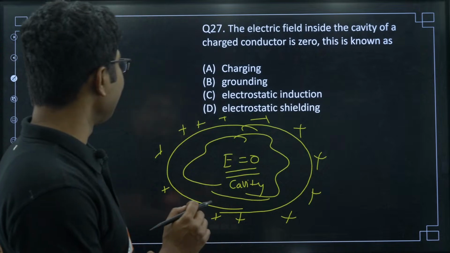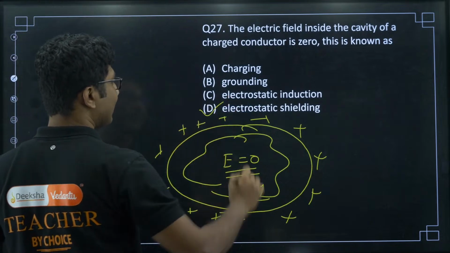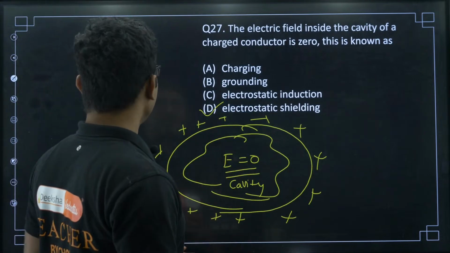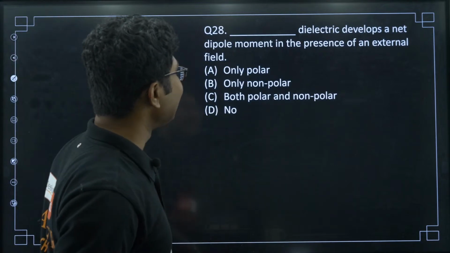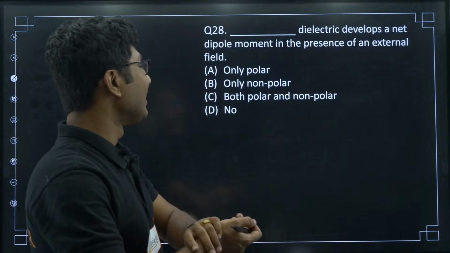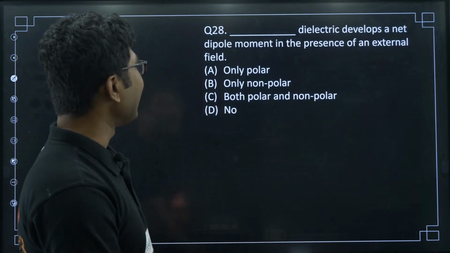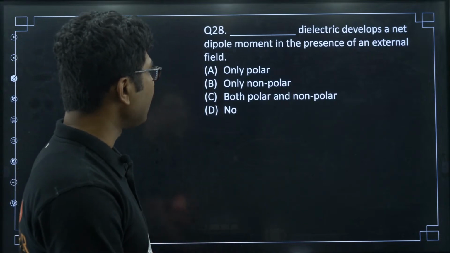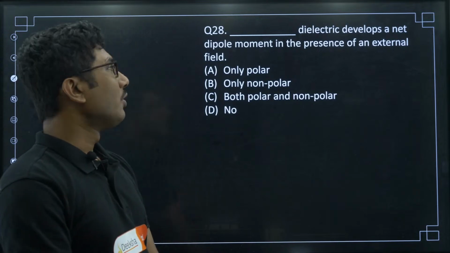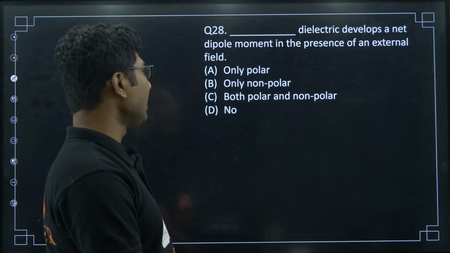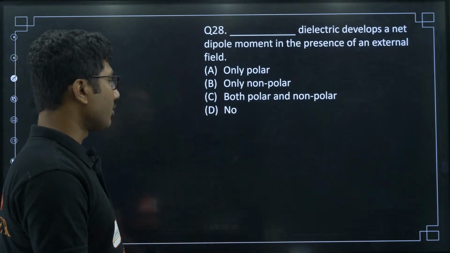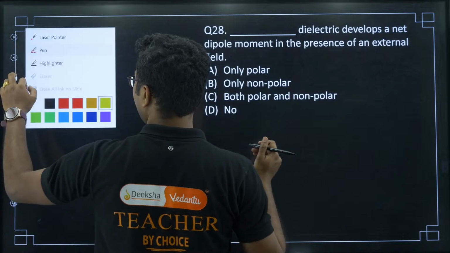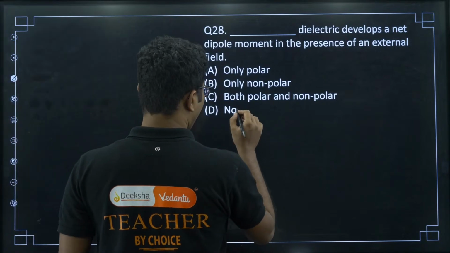27 D. Yes, it is called electrostatic shielding. Okay. So, do not waste too much time on this easy question. 28: a dielectric develops a net dipole moment in the presence of an external field. Only polar, only non-polar, both polar and non-polar, or none of them. It will be none of them actually.